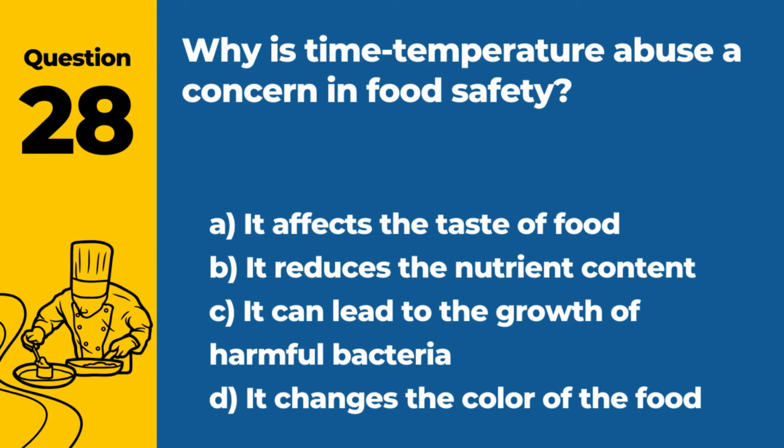Question 28. Why is time temperature abuse a concern in food safety? A. It affects the taste of food. B. It reduces the nutrient content. C. It can lead to the growth of harmful bacteria. D. It changes the color of the food. Answer: C. It can lead to the growth of harmful bacteria. Time temperature abuse is a concern in food safety because it can lead to the growth of harmful bacteria, increasing the risk of foodborne illness.